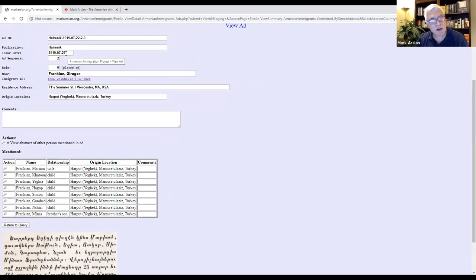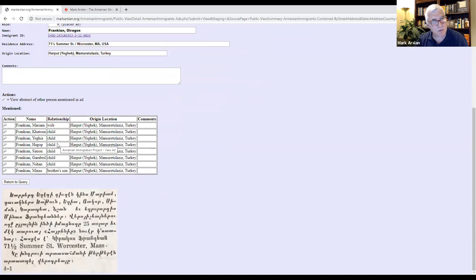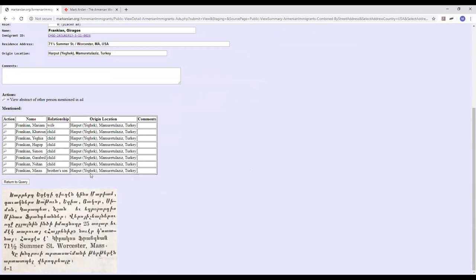This was the 22nd of July, 1919. So he placed a missing person ad looking for his wife and 1, 2, 3, 4, 5, 6 children and a nephew, his brother's son. Okay. And it gives the name of the village they were from, which is one of these little villages outside of the city of Harpeth.